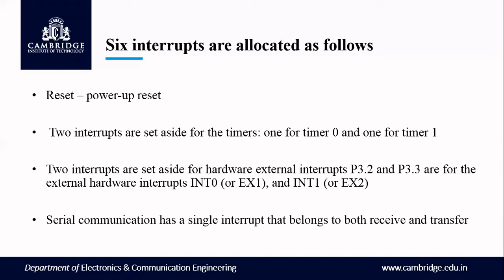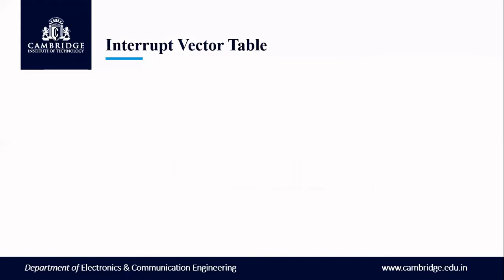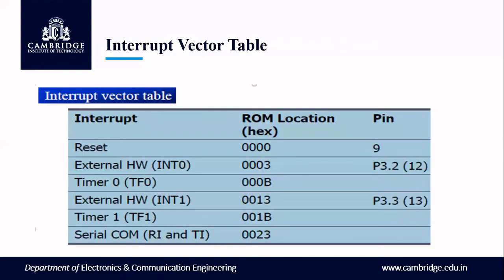So in 8051 we have a total of 6. If we exclude reset, then we have 5. In those 5, there are 2 timer interrupts, 2 external interrupts, and 1 serial interrupt. So this we need to understand. Let us see the interrupt vector table, how exactly these 6 interrupts are allocated with addresses, in order to write the interrupt service routines, ISRs.